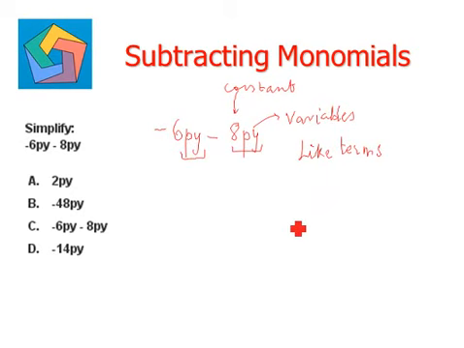Now in this question we see that the variable part of both the terms is similar, that is py is here as well as py is here. So that means they can be subtracted and simplified. Now the operation is carried out with the help of the coefficients, that is the constants. Now here we see we have negative 6py, rewriting the given expression.